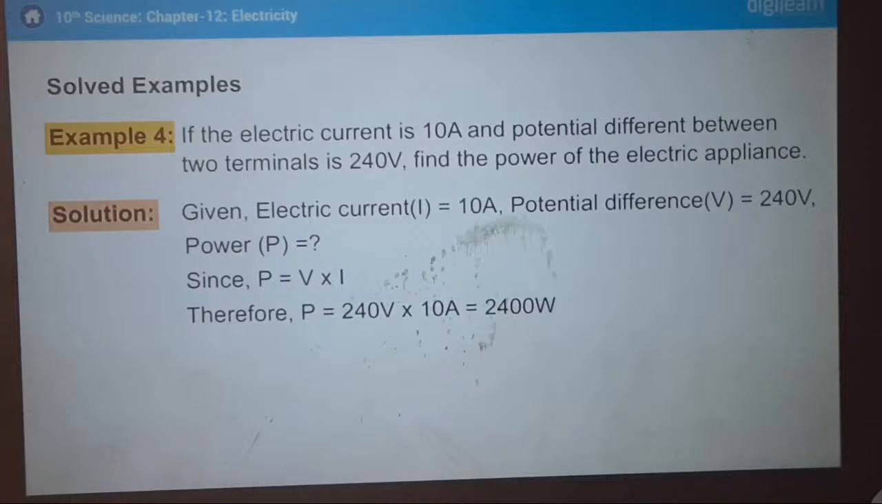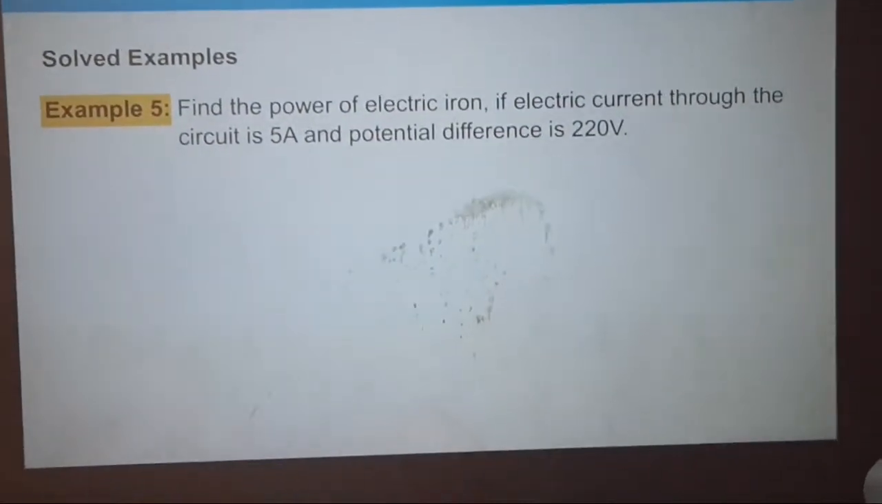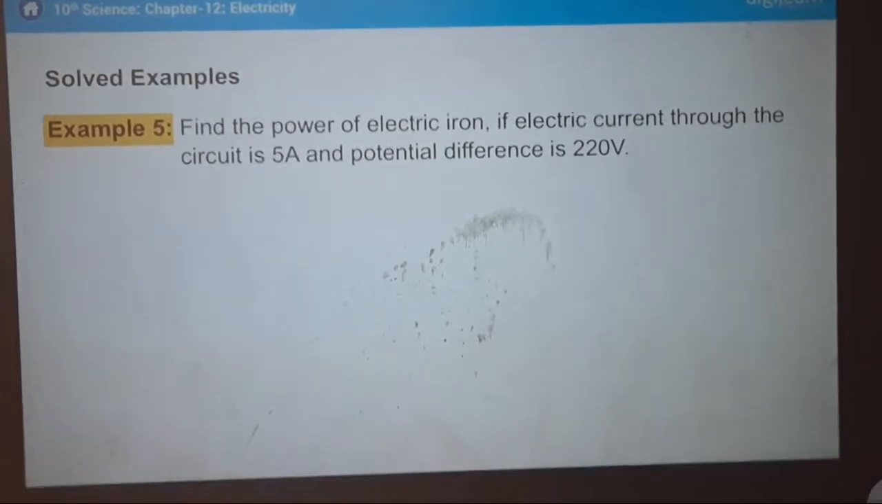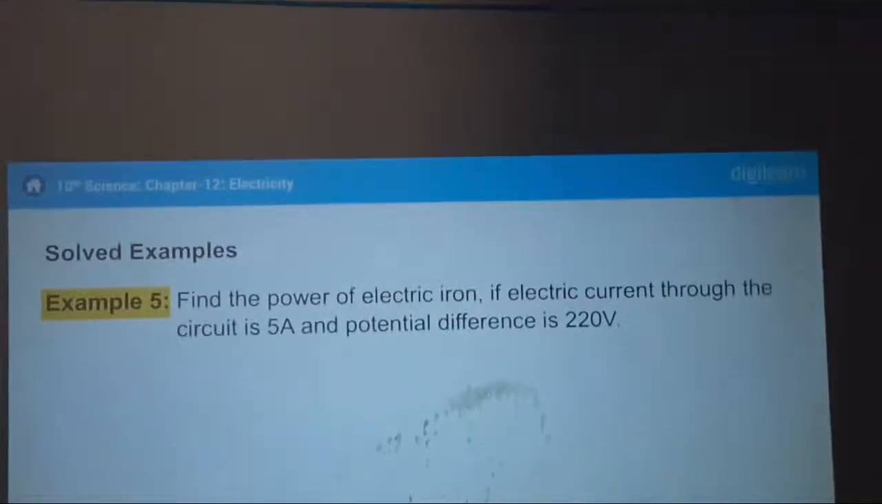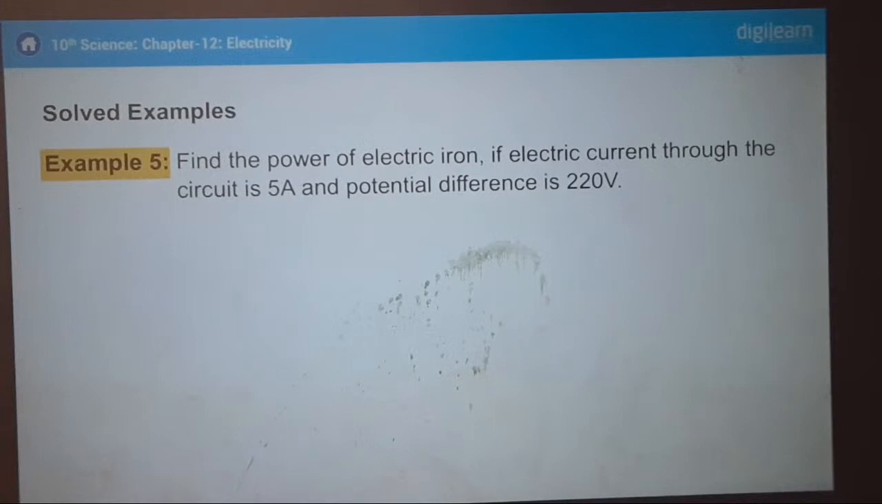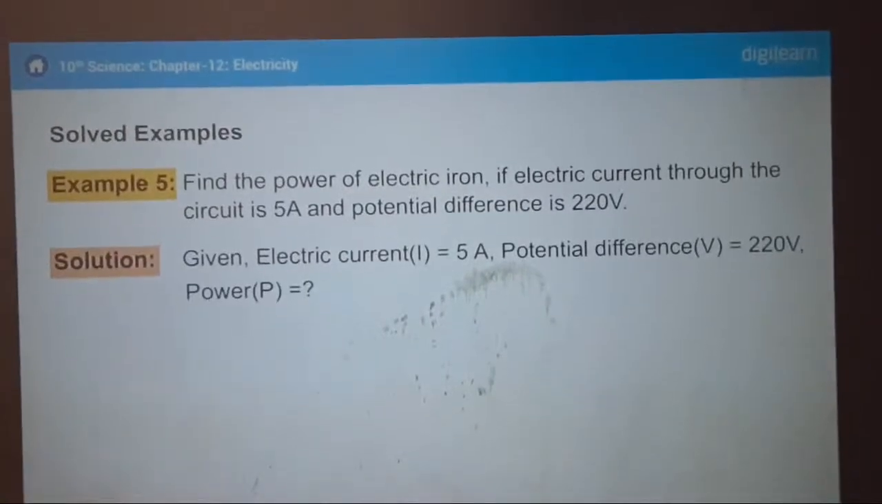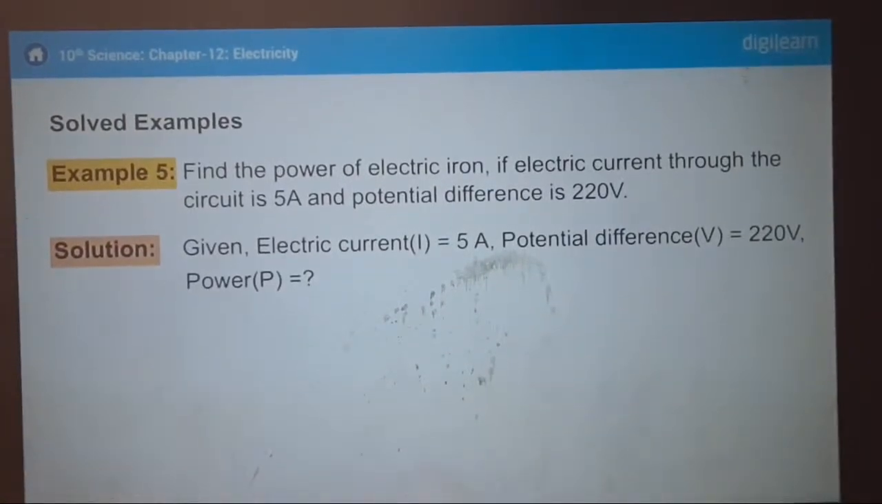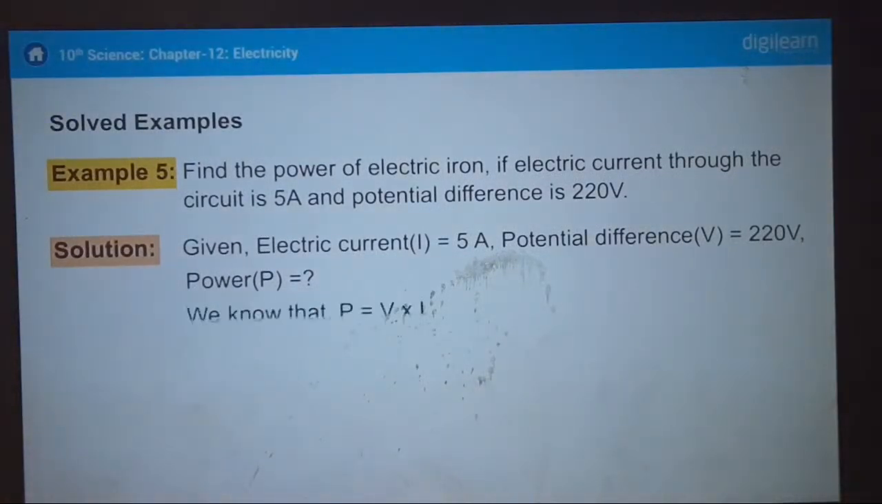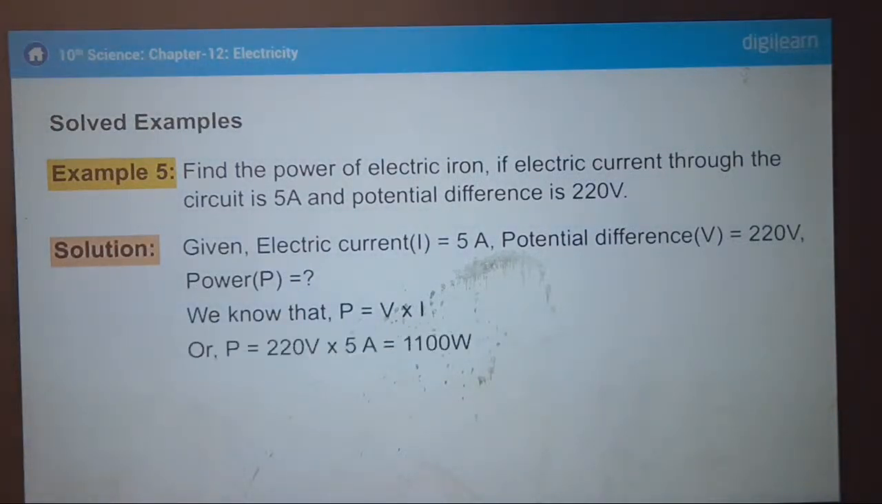Example 5. Find the power of electric iron if electric current through the circuit is 5 amps and the potential difference is 220 volts. Solution. Given electric current I equal to 5 amps, potential difference V equal to 220 volts, power P to be found out. We know that P equal to V into I, or P equal to 220 volts into 5 amps, that is equal to 1100 watts.